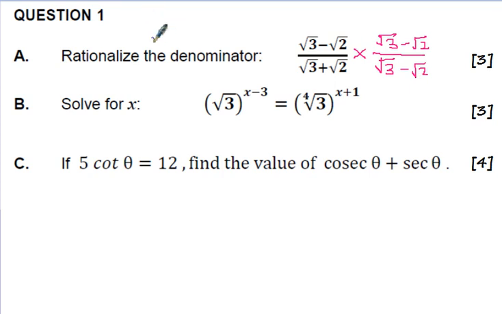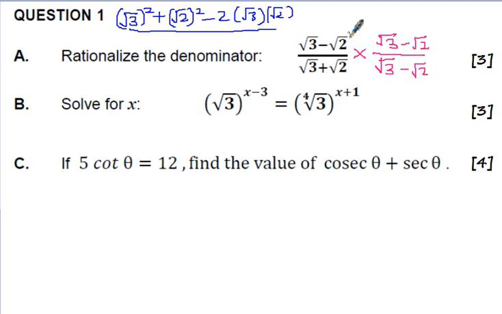Many children make mistakes here. They write a square plus b square. So it is better to write root 3 square plus root 2 square minus twice root 3 into root 2. It goes easier. Or you can do it directly: down is a square minus b square, so root 3 square minus root 2 square. You get 1 mark for doing this much. And then you can get your final answer.